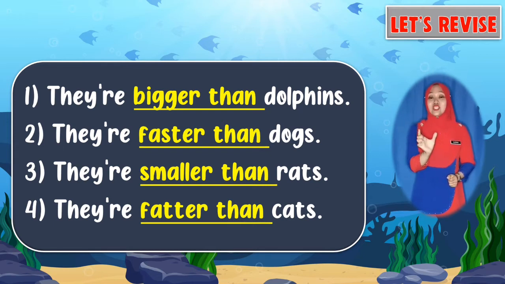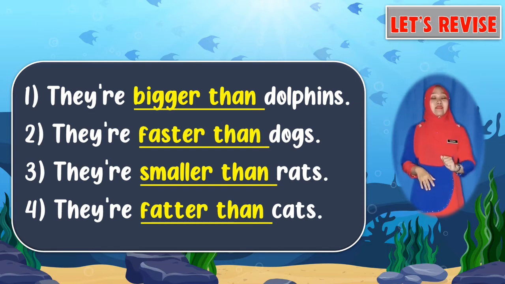Here, the adjective fat ends with a vowel A and the consonant T. So we double the consonant T. We put ER at the end of the adjective and then together with the word than. So, it becomes they're fatter than cats.